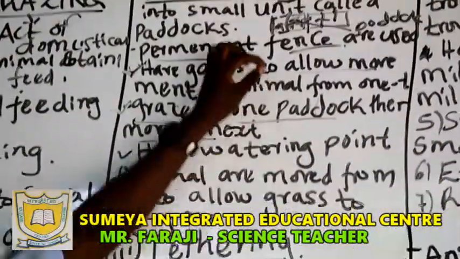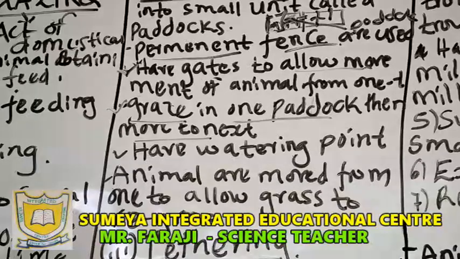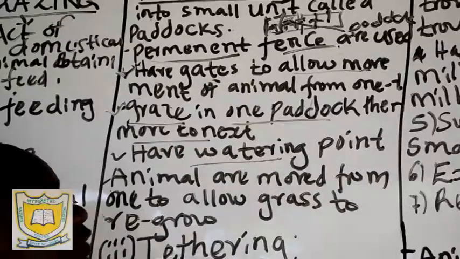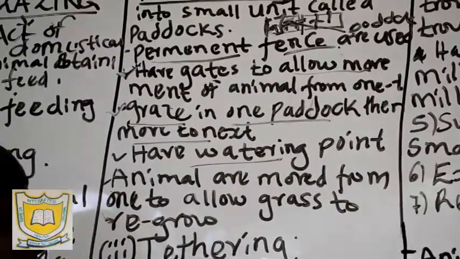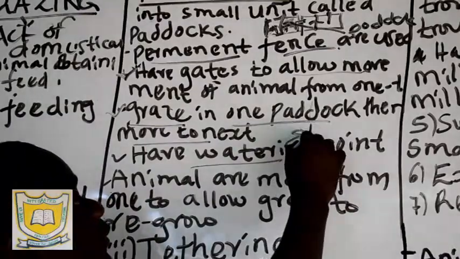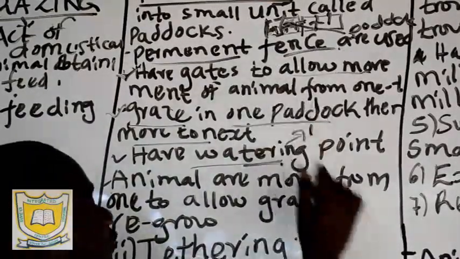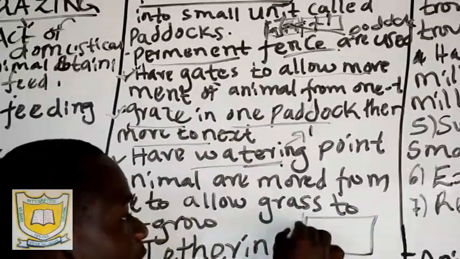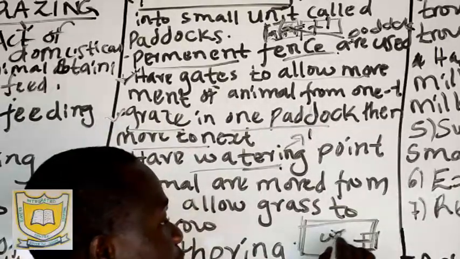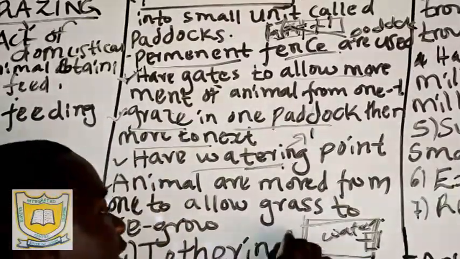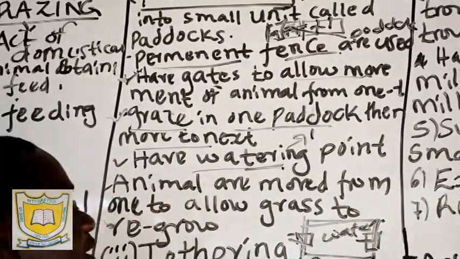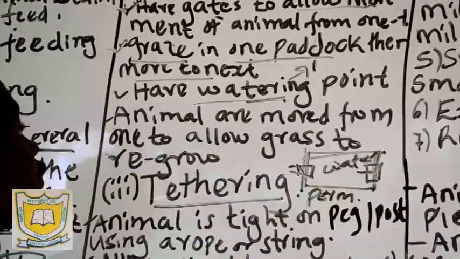Now the other characteristic of paddocking is that in every paddock we have what we call a watering point. This watering point is where the animal gets water. After the animal has grazed and wants to take water, it moves to the watering point. For example, if I have my paddocks here, at this point we have a watering point, and this part here is the gate, and here is the permanent fence. So you have to understand the difference between paddocking and strip grazing.